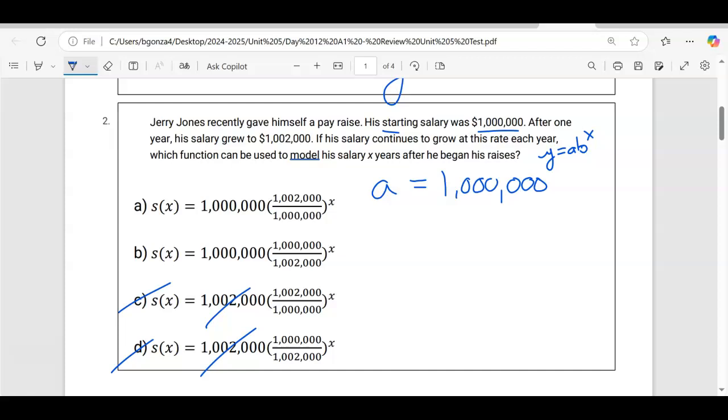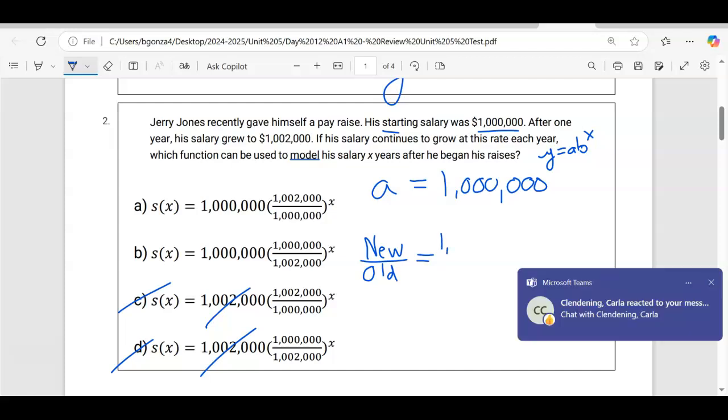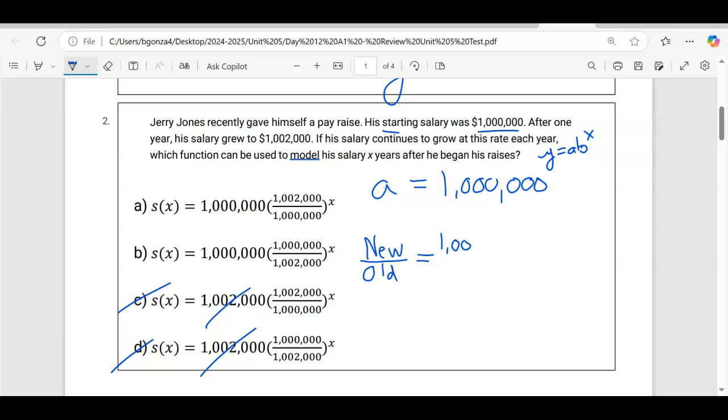Well, you put the new over the original, the new over the old, okay? You've got to know n over o. So the new, 1,002,000, over 1 million. That's your rate, okay? And you'll get like 1.002, but it's not asking for the decimal or even the reduced fraction. It's just asking you for the new over the old. You can leave it like that, okay? So this is my b value.